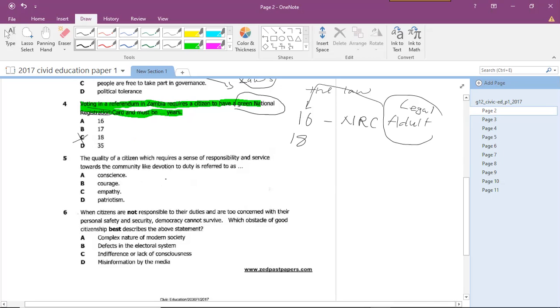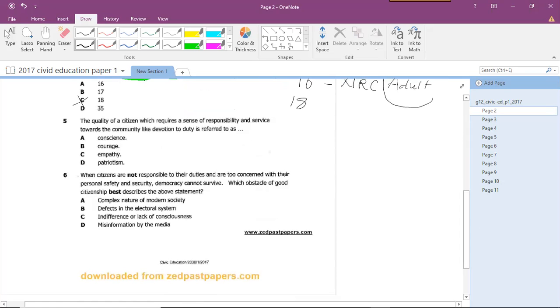So don't make that mistake in the exam. Let's try moving on to question 5. So question 5, we have to analyze it a little bit. It says the quality of a citizen which requires a sense of responsibility and service towards the community, like devotion to duty, is referred to as.